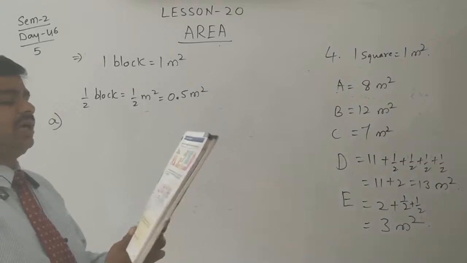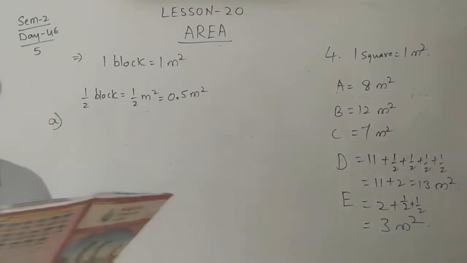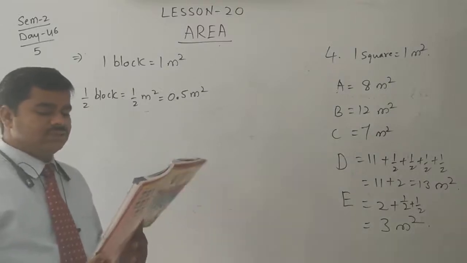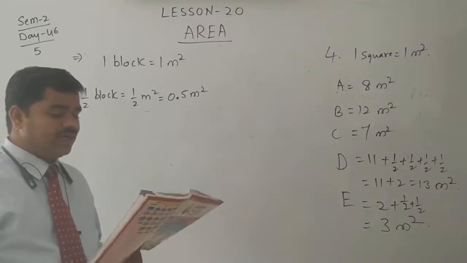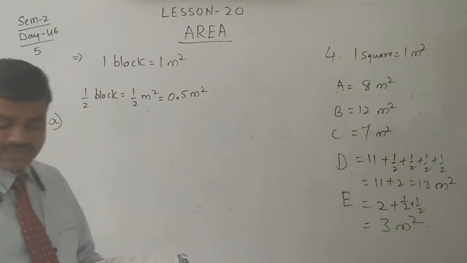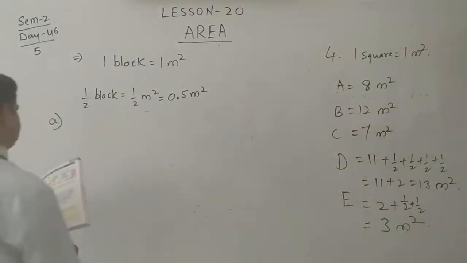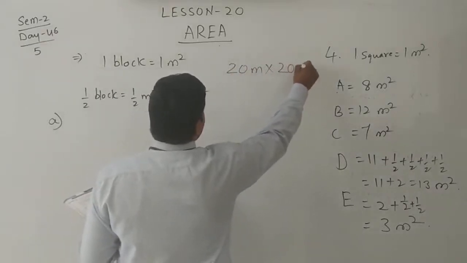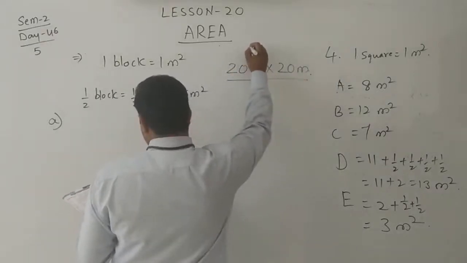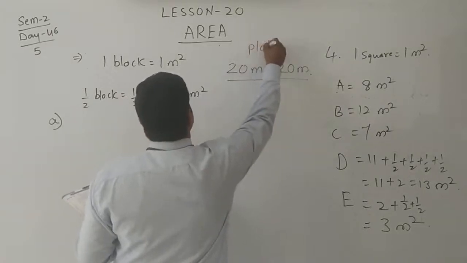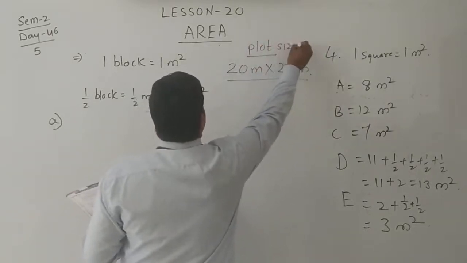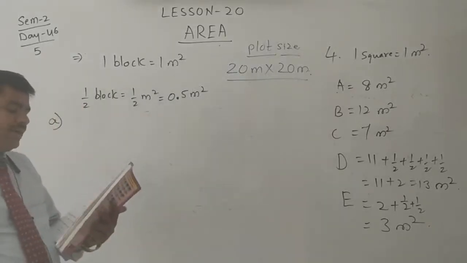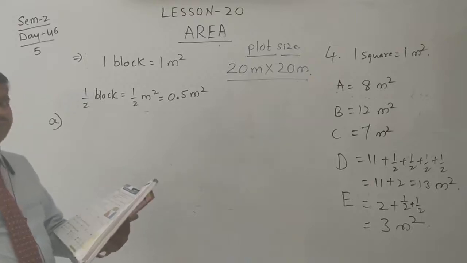Minty has a lovely house. She wants to know the area of her house. The plot where Minty's house is built is 20 meter into 20 meter length. Yes, this is very important. 20 meter into 20 meter, the plot size. Then observe the floor plan of Minty's house and find the area of each part.